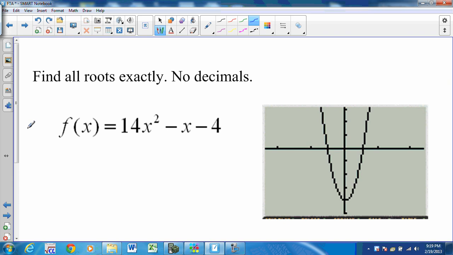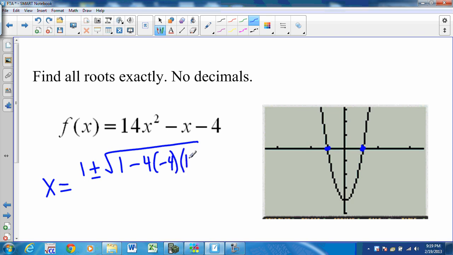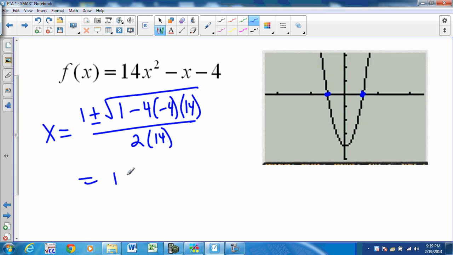14x squared minus x minus 4. Looking at my graph, it appears these don't go through any integer, but this is a quadratic. So I always want to get to a quadratic, because if I have a quadratic, I can always just pull out my quadratic formula. And by having the quadratic formula, this allows me to always be able to find the answer exactly with no decimals.